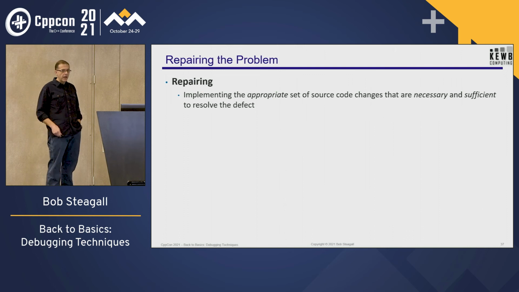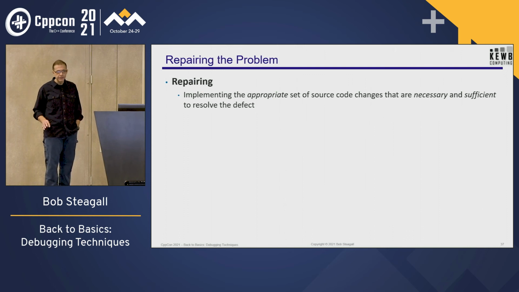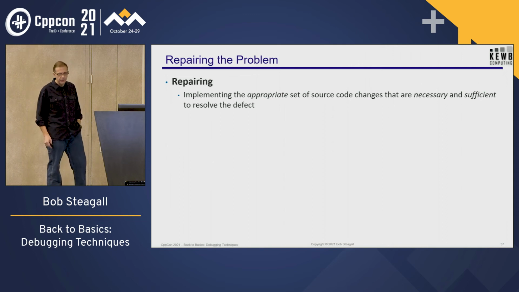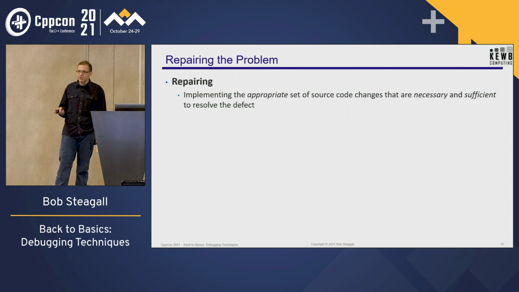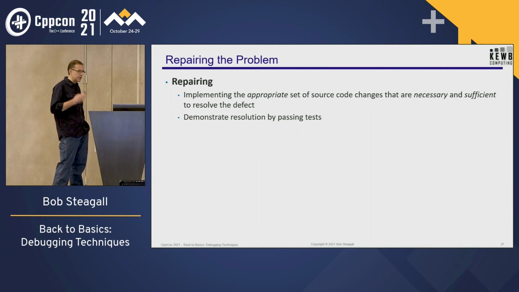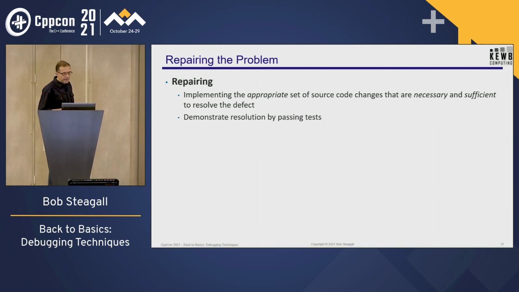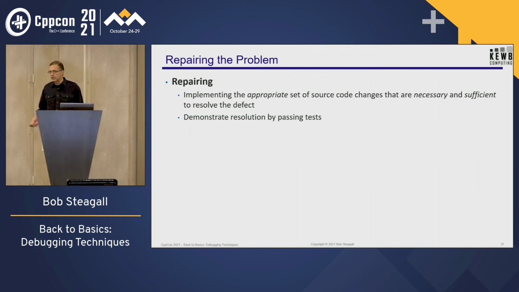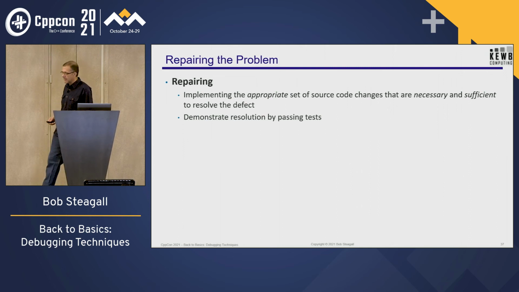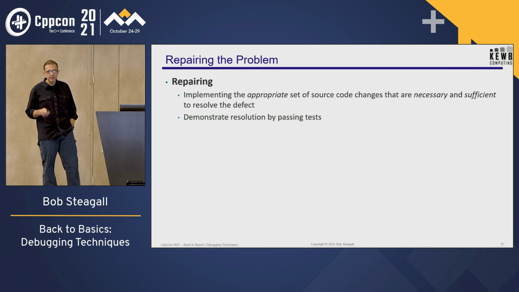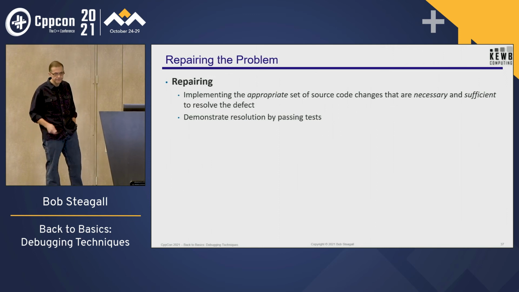So this, in my mind, is implementing an appropriate set of source code changes, a set that is necessary and sufficient to resolve the problem. In other words, the minimum amount of changes that you need to implement to solve the issue at hand. And you demonstrate that the repair is complete by passing tests. You create new test assets, you update existing test assets, but in my mind, you've not resolved the problem until you have tests that show the problem no longer exists.